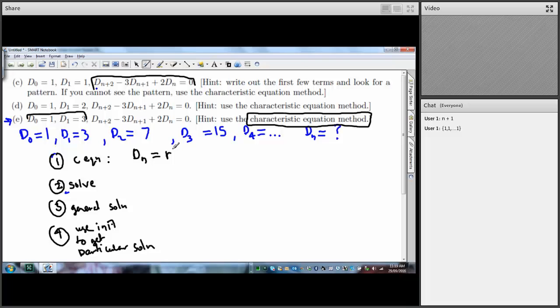So we want to use the initial conditions part to get the actual solution we want for the whole set, rather than just the general recurrence relation. We want to do it for the other bits too, because that makes a difference. So that's the basic idea. So characteristic equation part, that's what you need to do. So we need to get the characteristic equation.